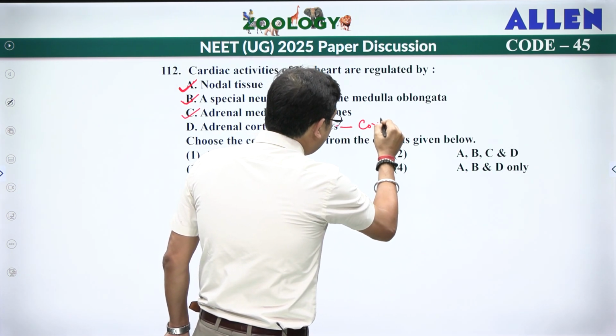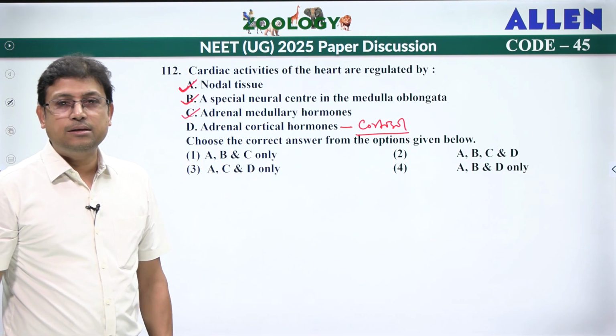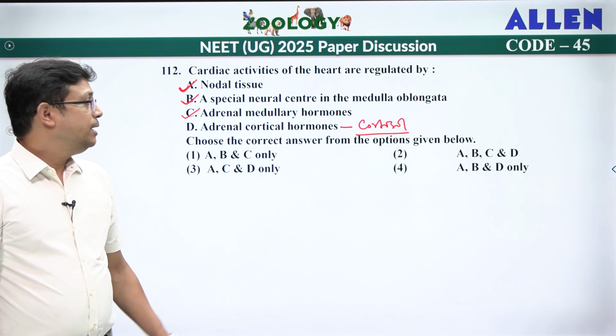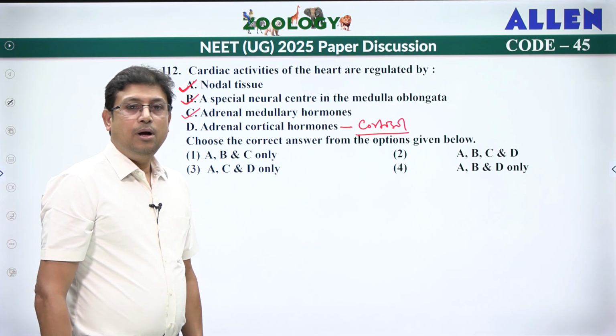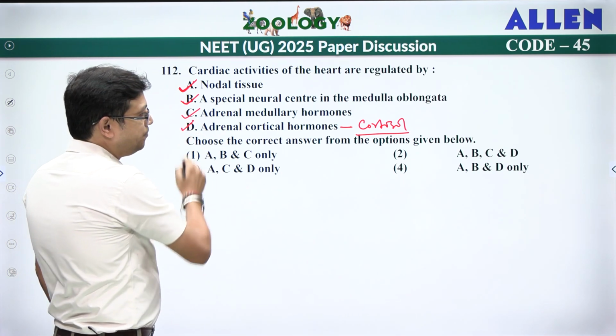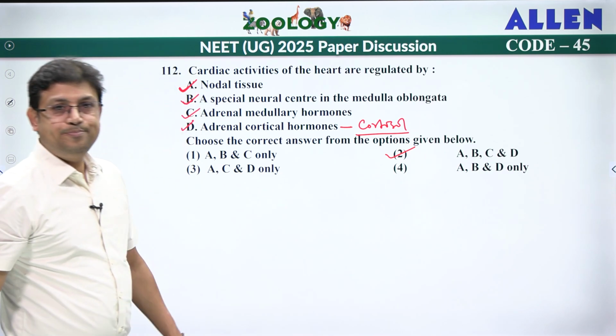An example is cortisol. And we know that cortisol is what? It is a stress hormone. So when your body is under stress, obviously it will be regulating your heart rate. So cortisol actually regulates your heart as well as kidney. So all the above. So all the above is, the answer is 2.